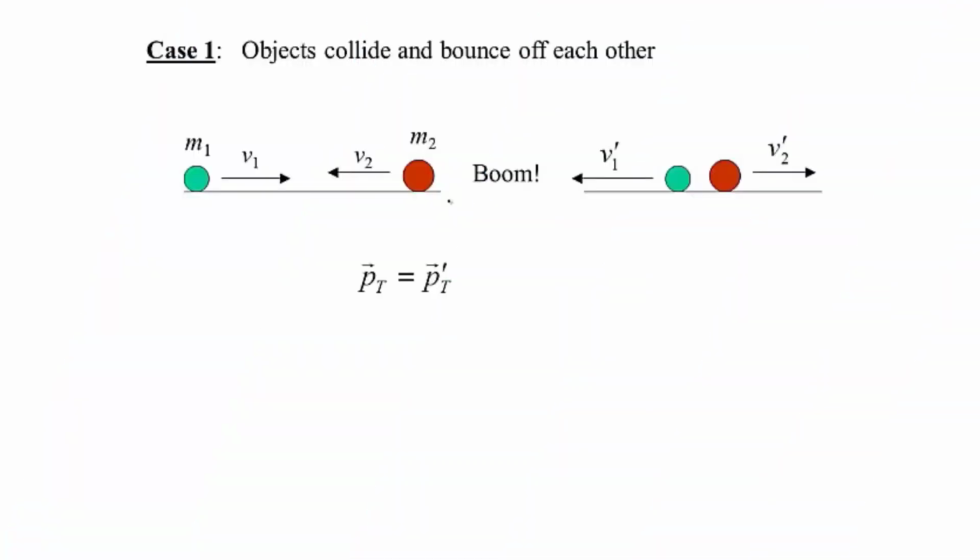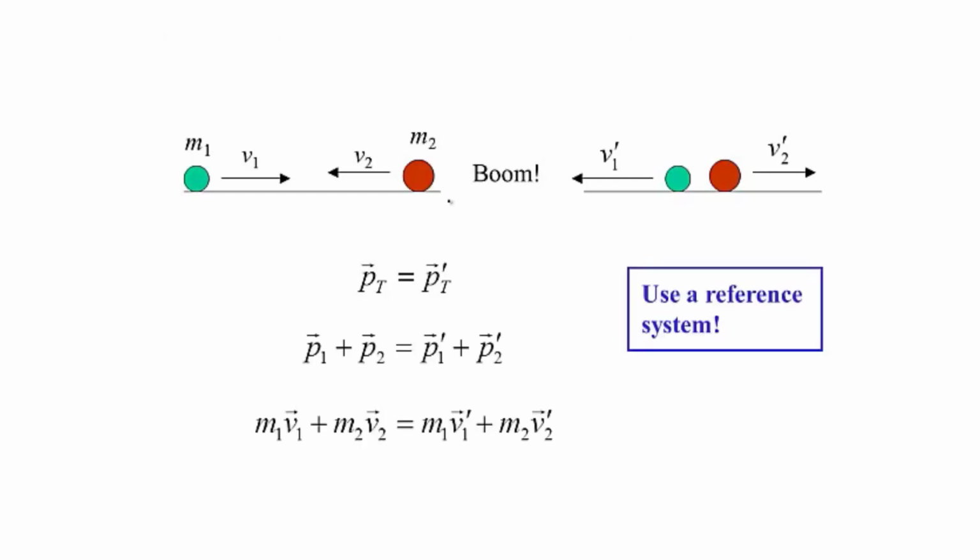So case 1, objects collide and bounce off each other. You've got 2 masses, they're unequal masses, and they're moving towards each other with unequal velocities. So we make sure to use a reference system. When we're plugging values into an equation, anything to the right here would be positive, and anything to the left would be negative. That's the one thing that we sometimes find students make mistakes on, forgetting positives and negatives.